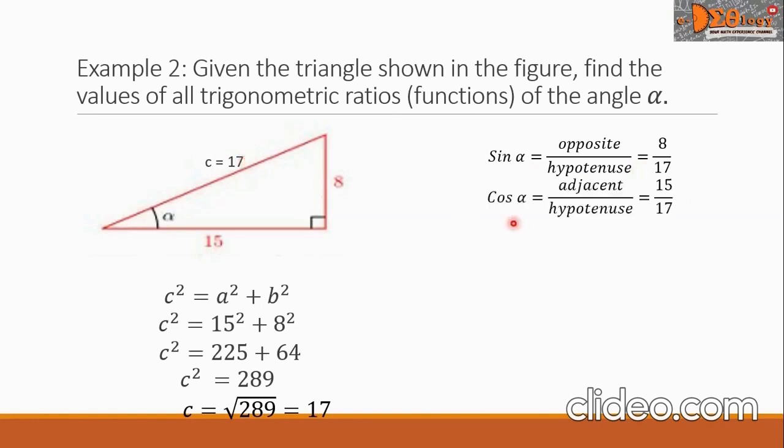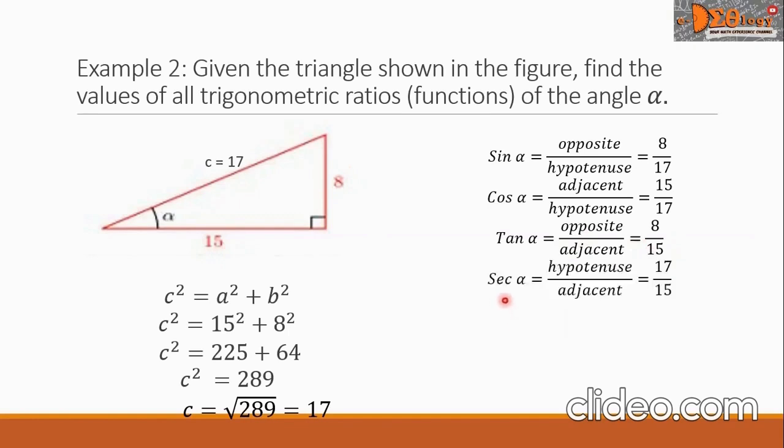The next is the cosine alpha. The ratio is adjacent over hypotenuse. The adjacent is 15 over the hypotenuse 17. So cosine alpha is 15 over 17. The next is the tangent alpha. The ratio is opposite over adjacent. The opposite side is 8 over the adjacent, which is 15. So tangent alpha equals 8 over 15.